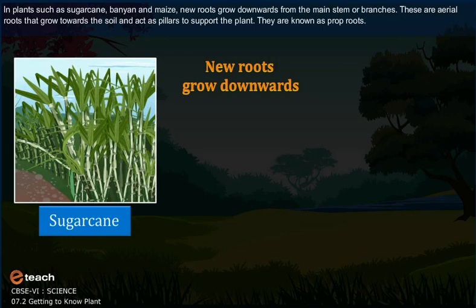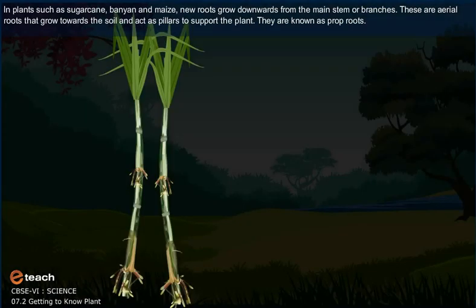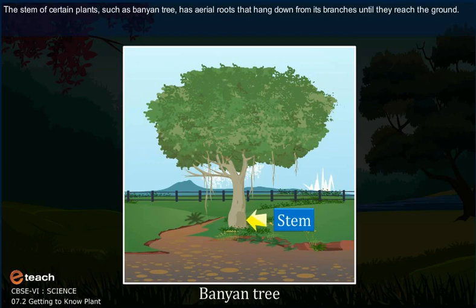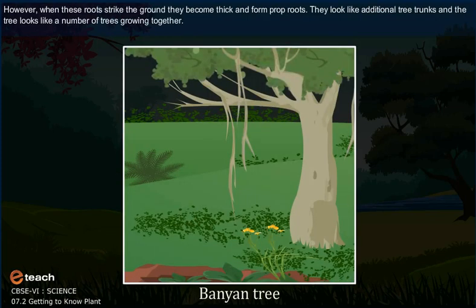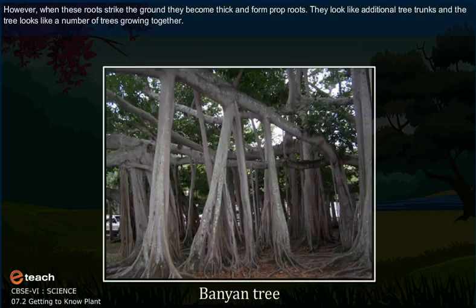In plants such as sugarcane, banyan and maize, new roots grow downwards from the main stems or branches. These are aerial roots that grow towards the soil and act as pillars to support the plant. They are known as prop roots. The stem of certain plants, such as the banyan tree, has aerial roots that hang down from its branches until they reach the ground. However, when these roots strike the ground, they become thick and form prop roots. They look like additional tree trunks and the tree looks like a number of trees growing together.